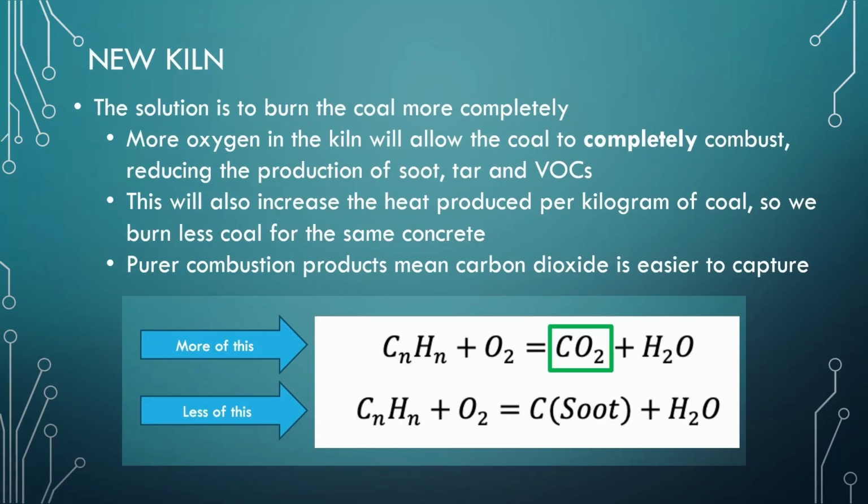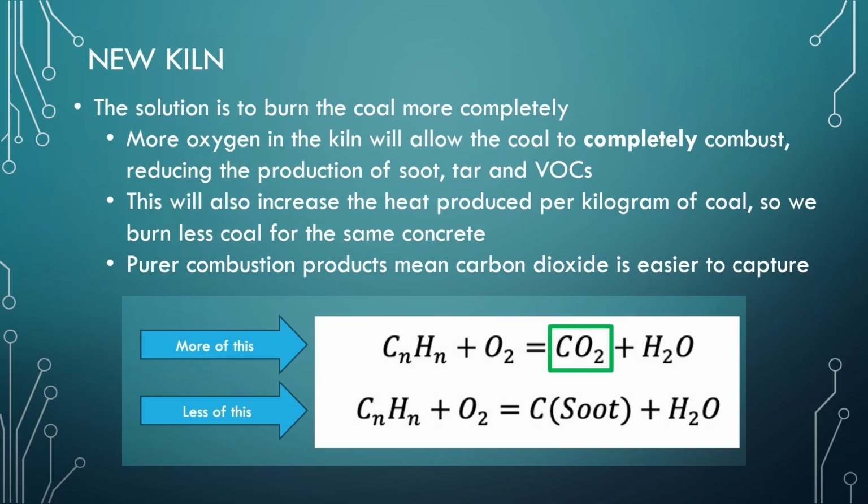The main idea behind this new kiln is simple. We want to burn coal more completely. By adding more oxygen inside the kiln, the coal burns cleaner and more efficiently. That means we produce far less soot, tar, and other unwanted byproducts, and more of what we actually want: heat.